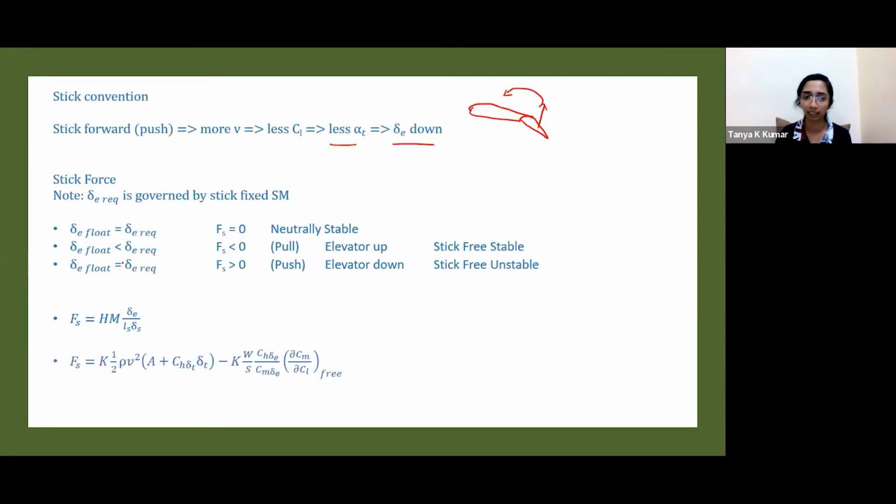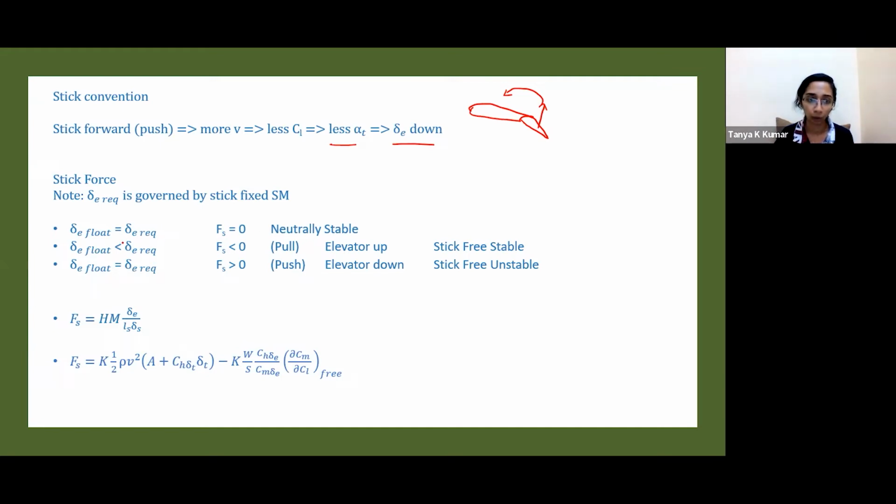Now we encounter three conditions. If your elevator is floating at the naturally required delta E, then the pilot need not apply any force. So that condition is known as neutrally stable. If your elevator is naturally floating at the required elevator deflection, the pilot need not deflect it any further. So that is Fs equals 0. Fs is stick force. Pilot need not apply any force.